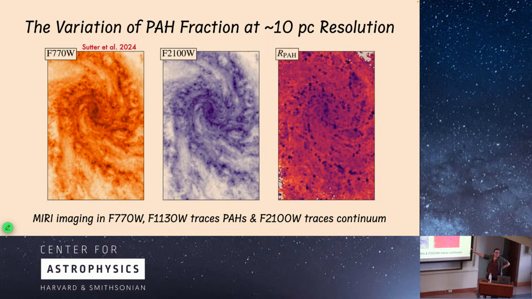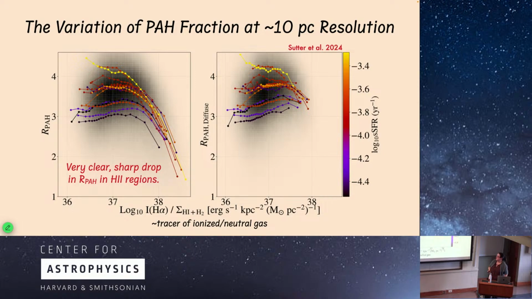Hopefully this clearly comes through. There are all these little tiny dots where the PAH fraction is low. And those dots are H II regions. We can do this a bit more quantitatively and show radial profiles of the PAH fraction as a function of the H alpha intensity over the total neutral gas surface density. What you see is that as you get to H II regions, this PAH abundance just tanks. There's a very sharp cliff where, when you are pointing at an H II region, you see a much lower PAH fraction.